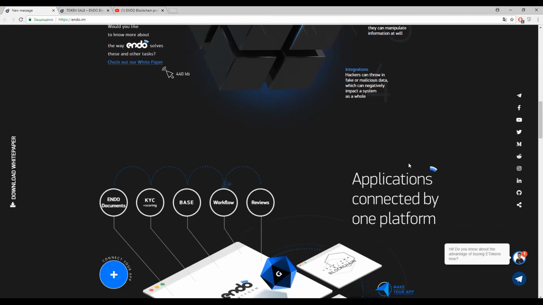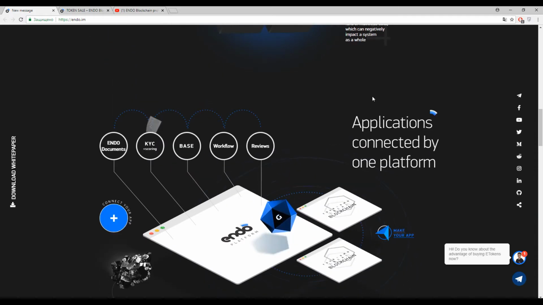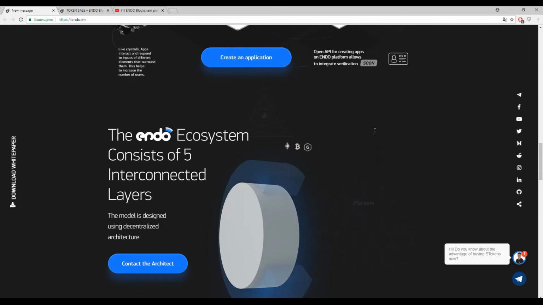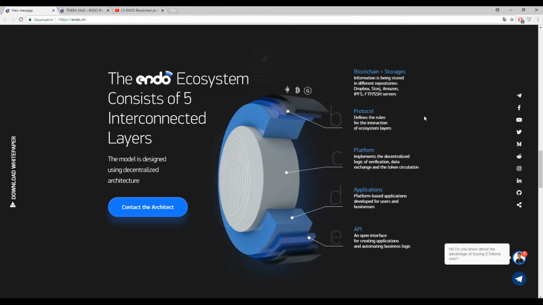So guys, let's go on, and here you can find some solutions provided by Endo. Here they are, five of them: reviews, workflow, base, KYC plus scoring, and Endo documents. I will not explain it and hope that you all understood what it means. Let's go on, and here you can find the ecosystem of the Endo platform. Everything as usual: protocol, API, applications, platform, blockchain, and so on.